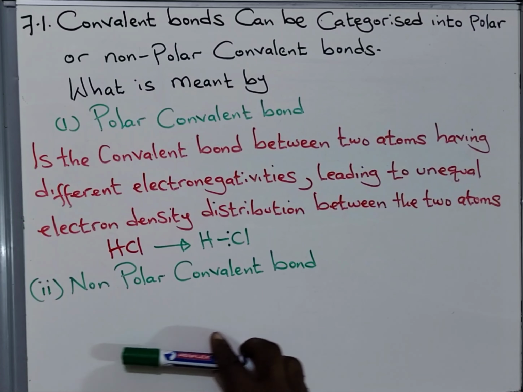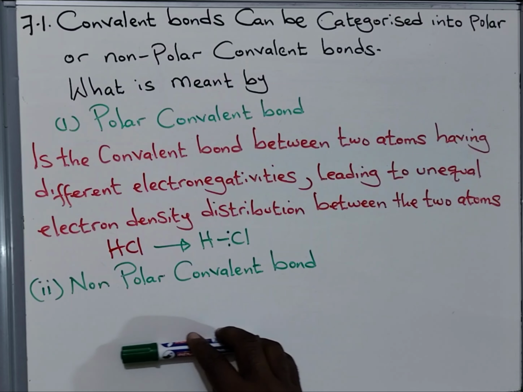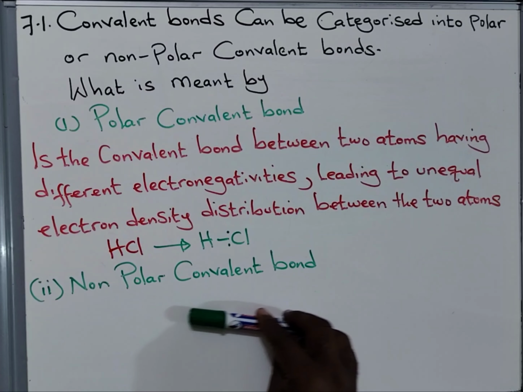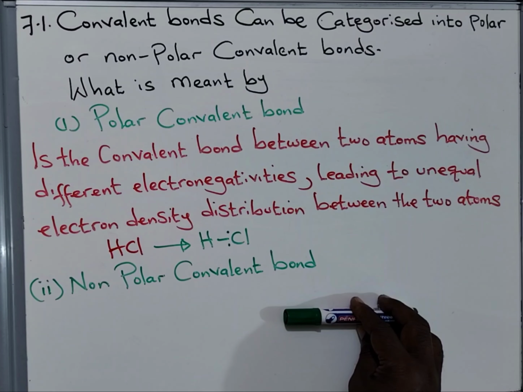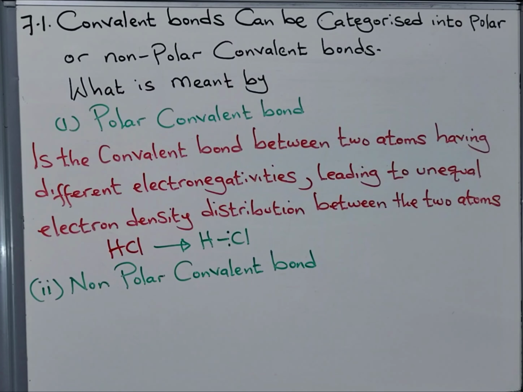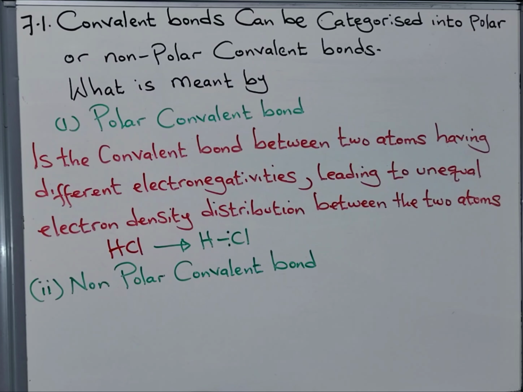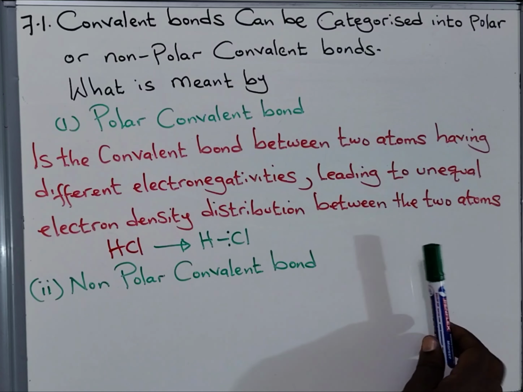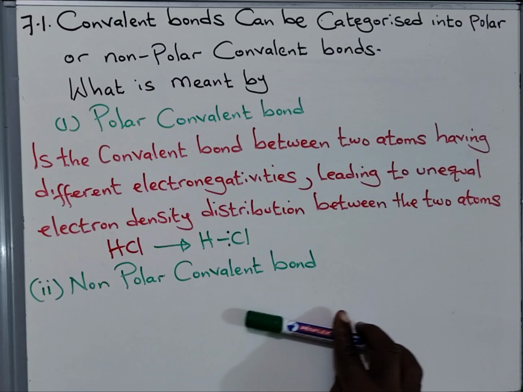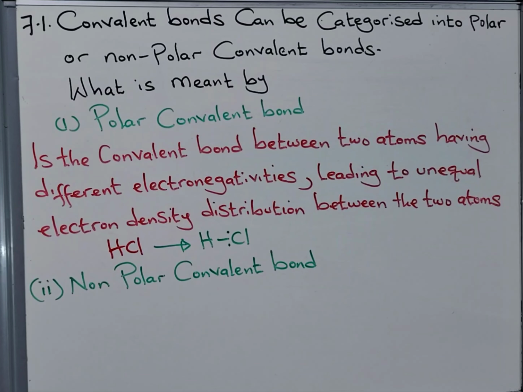Then we come to this question. It says, what is meant by non-polar covalent bond? A non-polar covalent bond is a covalent bond between two identical atoms, which means that they have the same electronegativity. That leads to equal distribution of electron density between the two atoms.